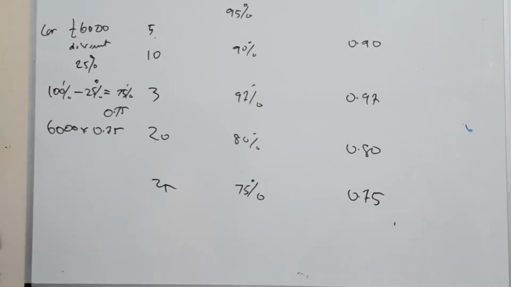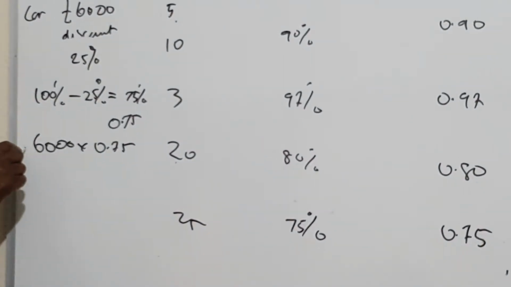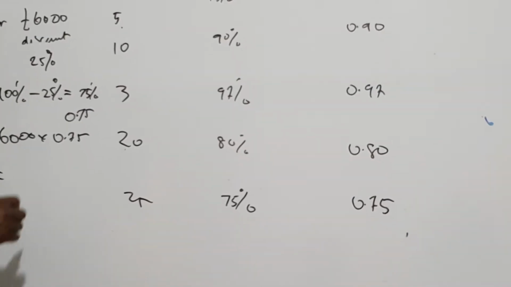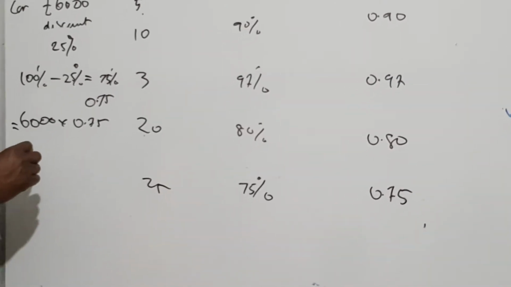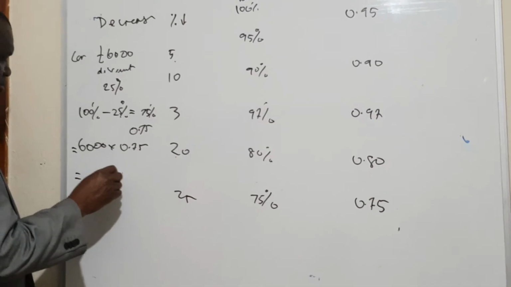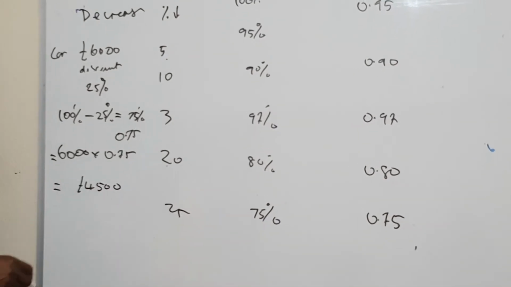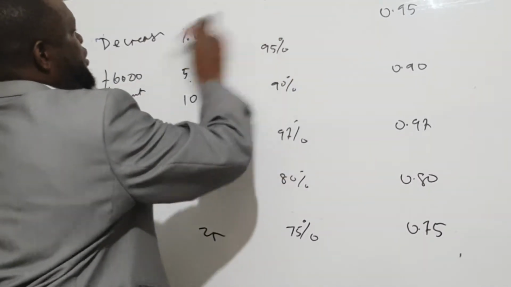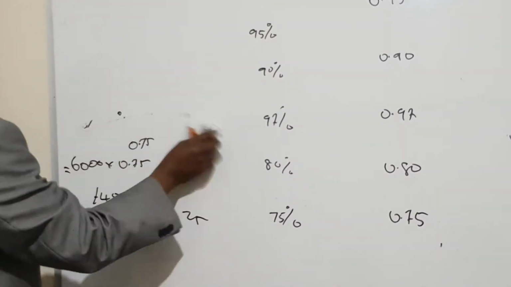Okay? How much is that? Do anybody have a calculator? So that's equal to 4,500 pounds. Do you see how it works? How the multiplier works? Ali? Yeah. Halima? Yeah. Okay.